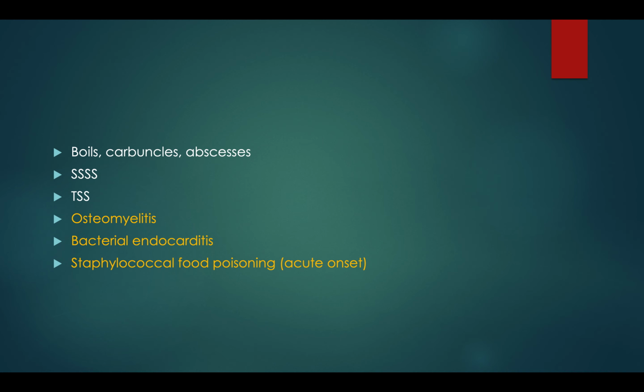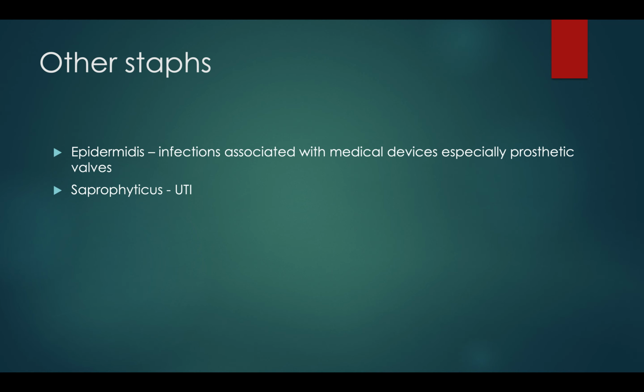The diseases they produce are boils, carbuncles, and abscesses. Boils are big infected pimple-like things. Then it causes a fatal disorder called Staphylococcal scalded skin syndrome, that's SSSS. And it produces another fatal disease called TSS, that's toxic shock syndrome. Then, as we talked earlier, it causes osteomyelitis; it is the most common organism which causes osteomyelitis. It also causes bacterial endocarditis and Staphylococcus food poisoning, which is an acute onset food poisoning.